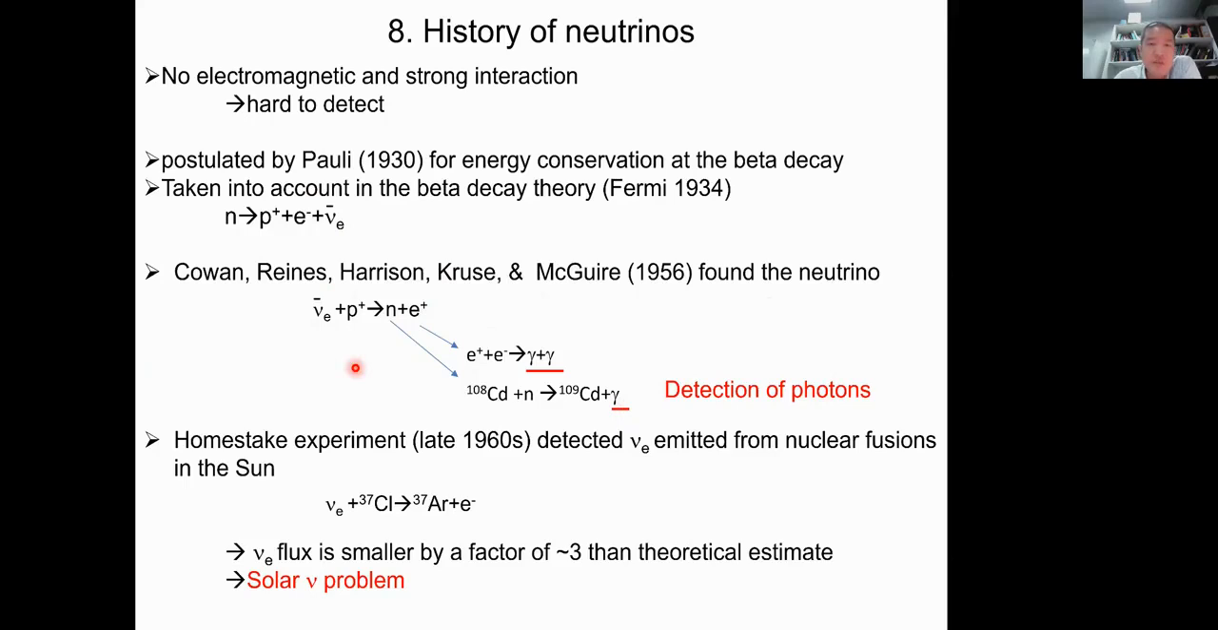And Homestake experiment detected electron type neutrino emitted from nuclear fusions in the sun. But experimentally, it was found that the electron type neutrino flux is smaller by a factor of 3 than the theoretical estimate. And this discrepancy was called solar neutrino problem.